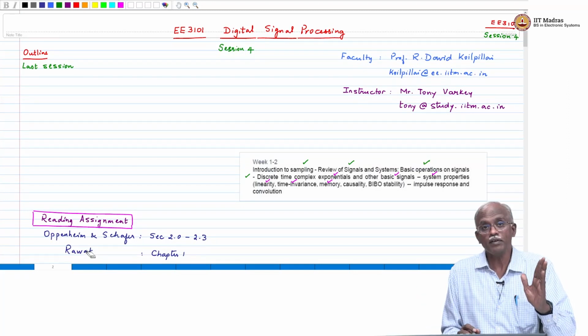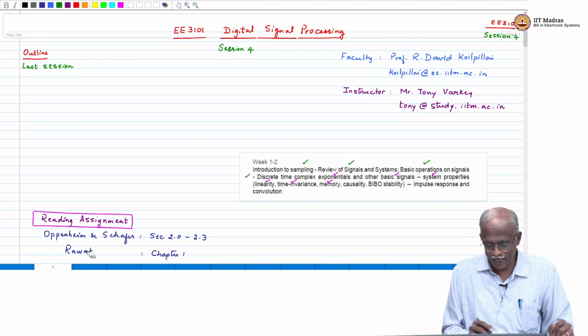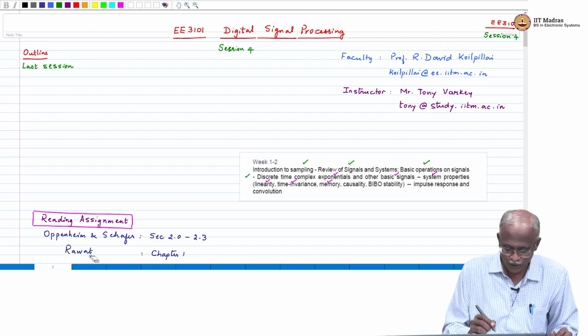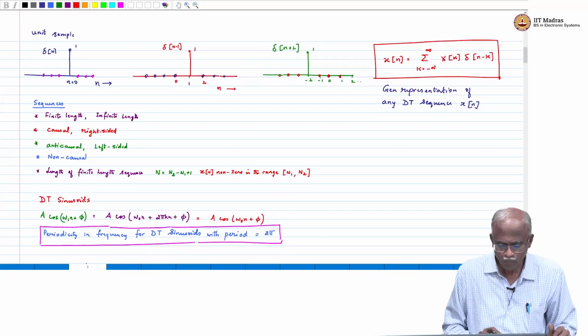In terms of reading, we have now reached section 2.3 in the textbook Oppenheim and Schafer, and in the reference book Rawat, we have completed chapter 1. So please follow along, and that will be very helpful.